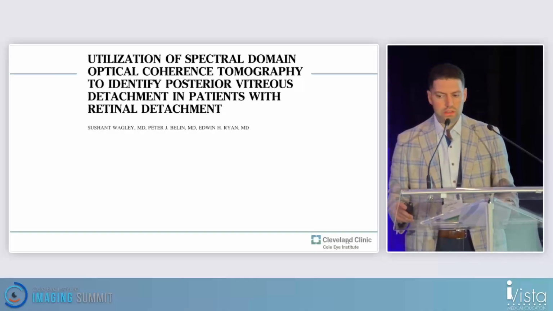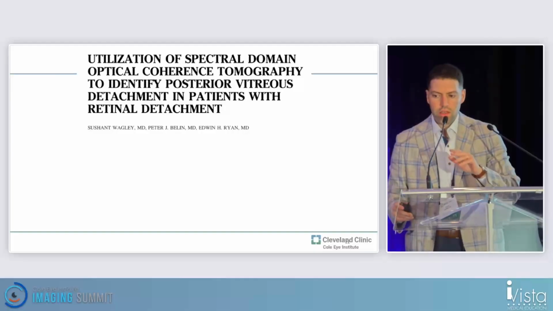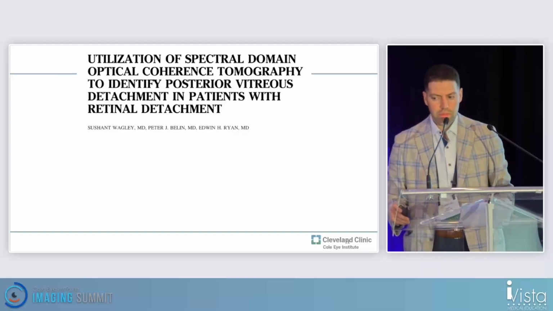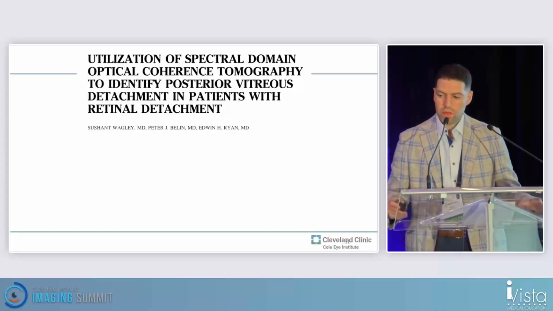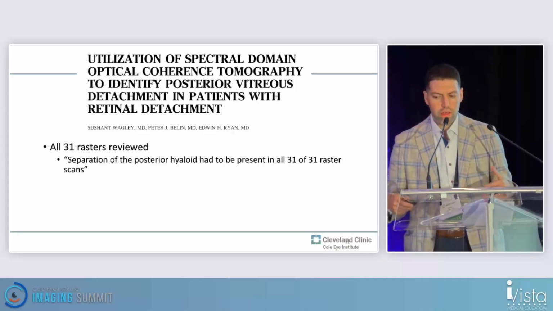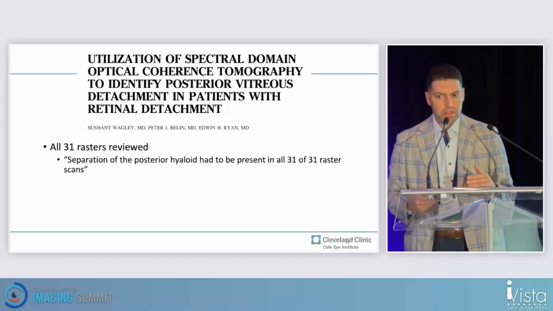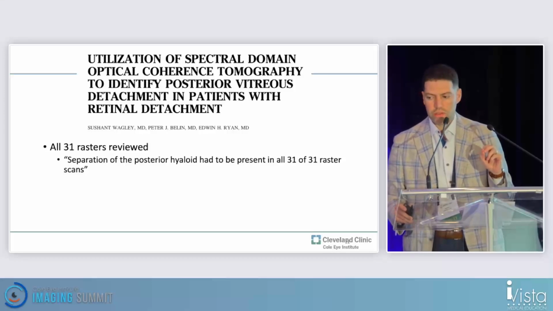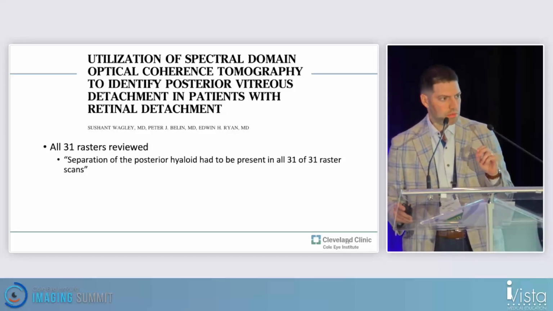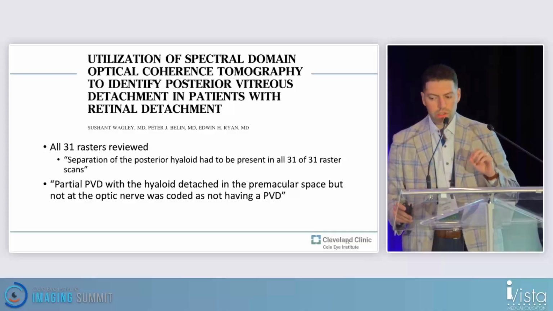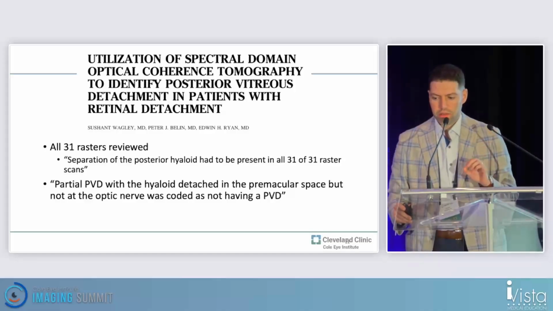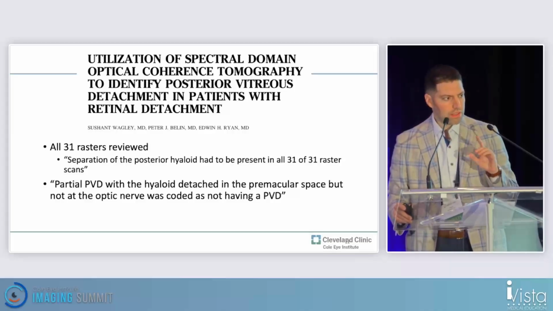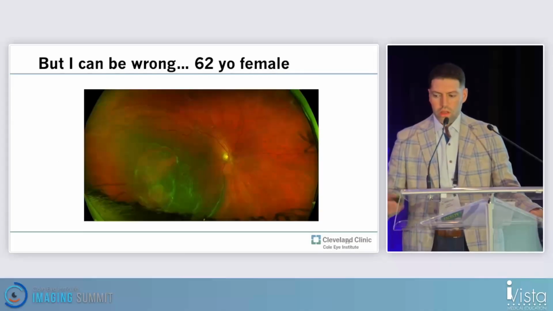You want to know how these studies define PVD? One of my former mentors and one of my great co-residents, Sushant Wagli at Ryan, did a study utilizing OCT to identify PVD in patients with RD. And in my opinion, humbly, they used a definition that I would consider very accurate. They looked at all 31 rasters. They got OCTs over both the nerve and the macula. That's actually their standard at their practice. And they defined that you had to have a separation of the posterior hyaloid present in all 31 of 31 raster scans before they called something as having a PVD. A partial PVD, where the hyaloid is detached in the premacular space but not at the optic nerve, was coded as not having a PVD. I can be wrong, however.